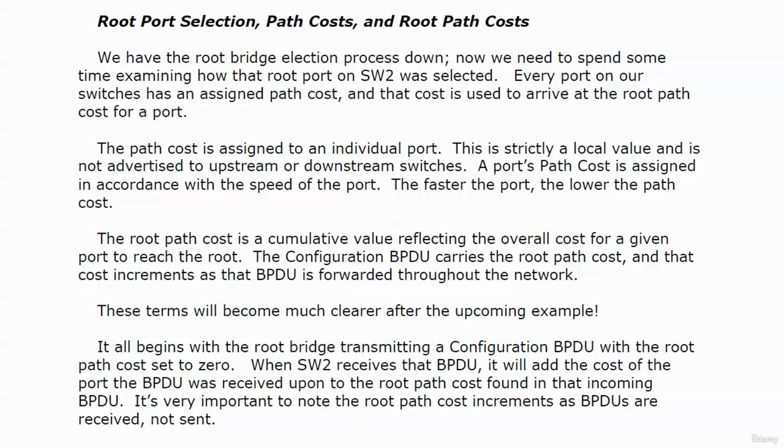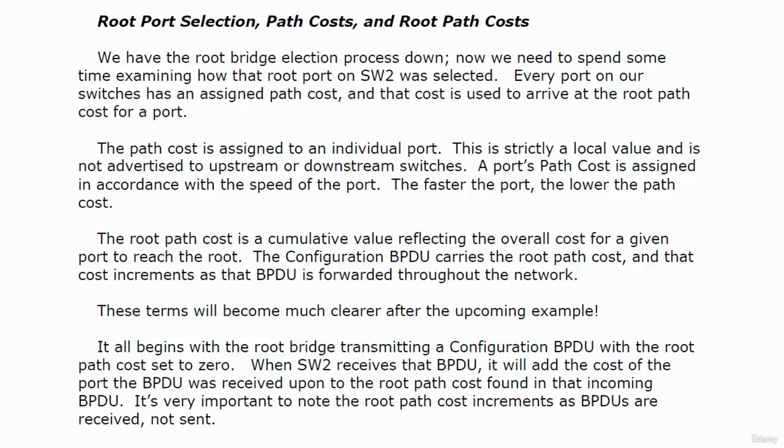Now, the root path cost, that is a cumulative value, and that reflects the overall cost for a given port to reach the root. It's that configuration BPDU we've been talking about that actually carries the root path cost, and that cost increments as that BPDU is forwarded throughout the network. So that's another one of those things where you read the theory and you go, okay, I think I got that. Can we see an example?